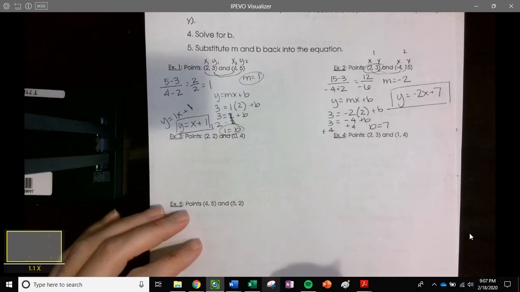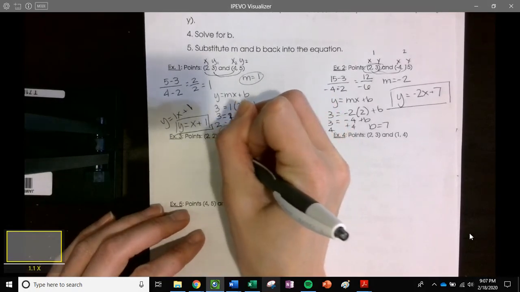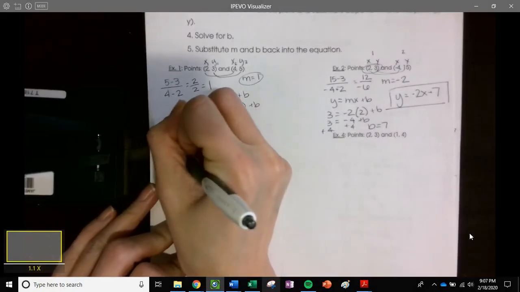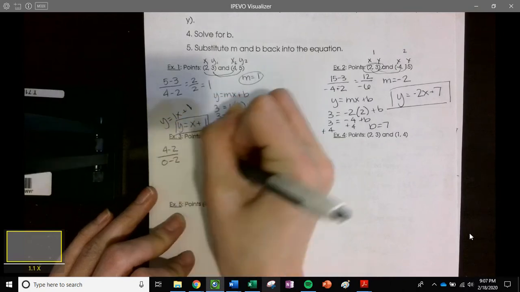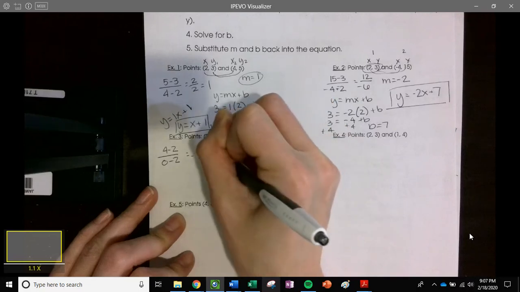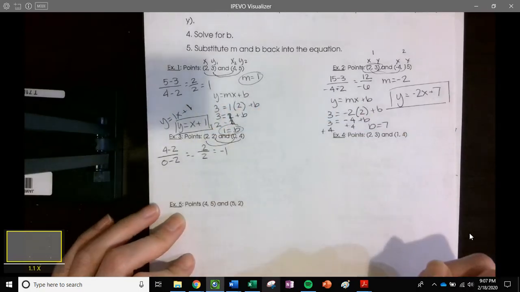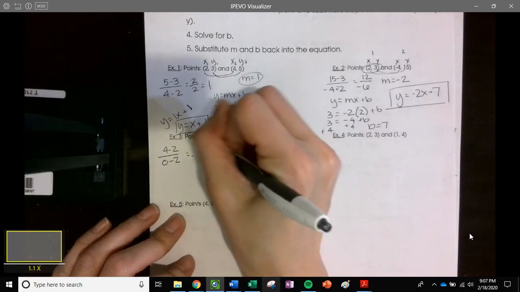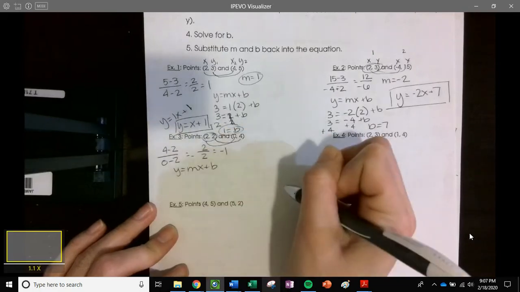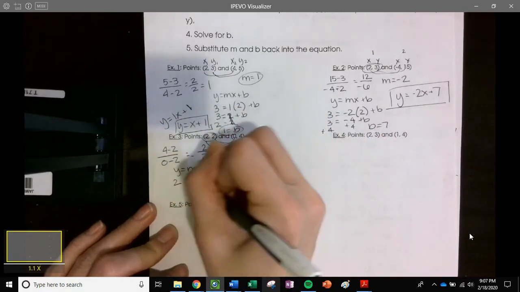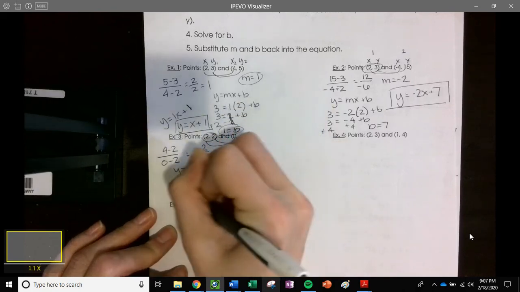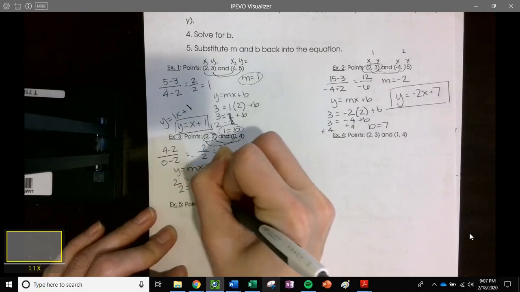Okay, so I'm going to do 4 minus 2 and 0 minus 2. And we'll have 4 minus 2 over 0 minus 2. That will give me 2 over negative 2. My slope will be negative 1. I'm going to use the point 2, 2, and I'm going to rewrite y equals mx plus b with the values that I know. 2 equals negative 1 times 2 plus b. 2 equals negative 2 plus b.